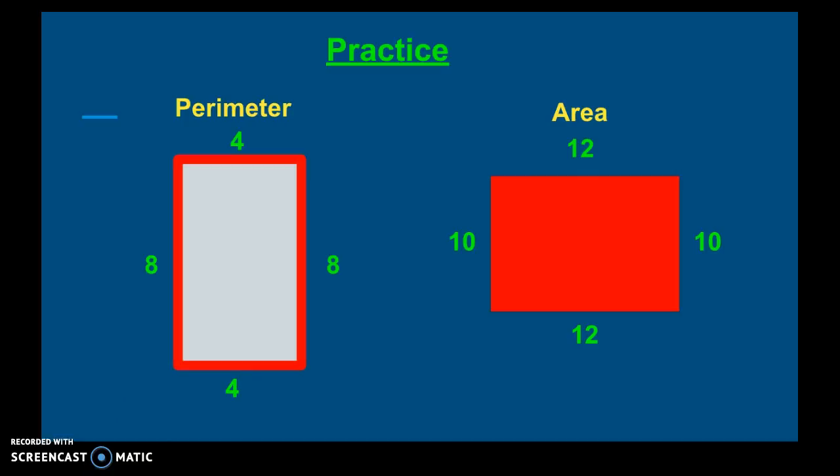Few more seconds. Did you get it? Okay, I'm going to be forced to reveal the answer in 3, 2, 1. Okay, did you get 24 feet for the perimeter and 120 for the area? If you did, you're off to a great start for this introduction lesson.